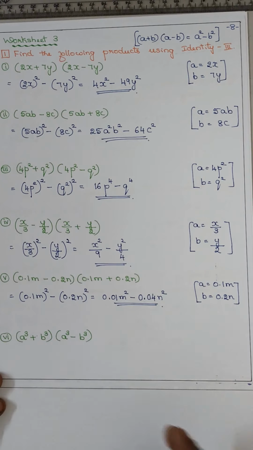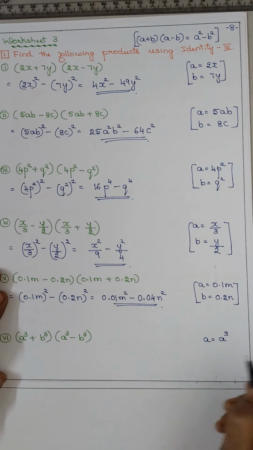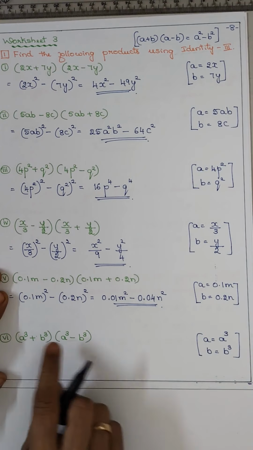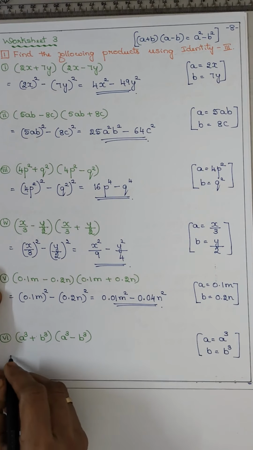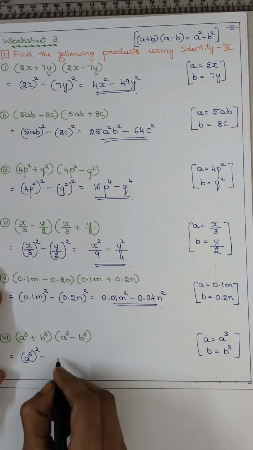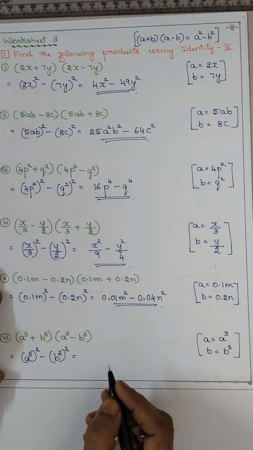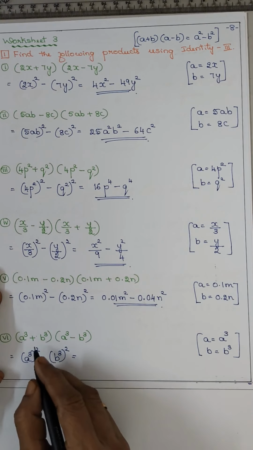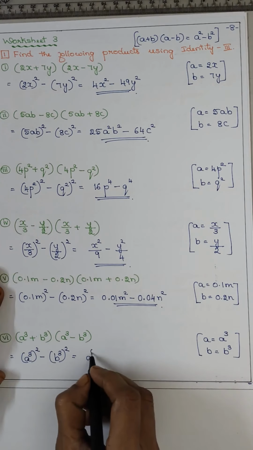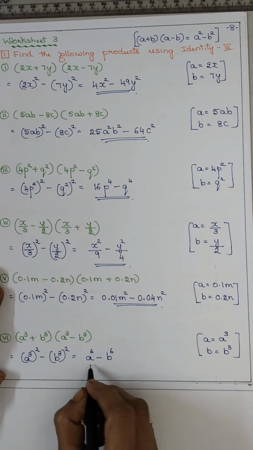चलो, now it is the sixth sum. It is a is equal to a cube and b is equal to b cube. It is a plus b, a minus b is equal to a squared, a cube the whole square minus b squared, b cube the whole square. Now bracket है तो एक्सपोनेंट्स को मल्टीप्लाई करने का है. a to the power 3 2s are 6, b to the power 3 2s are 6.